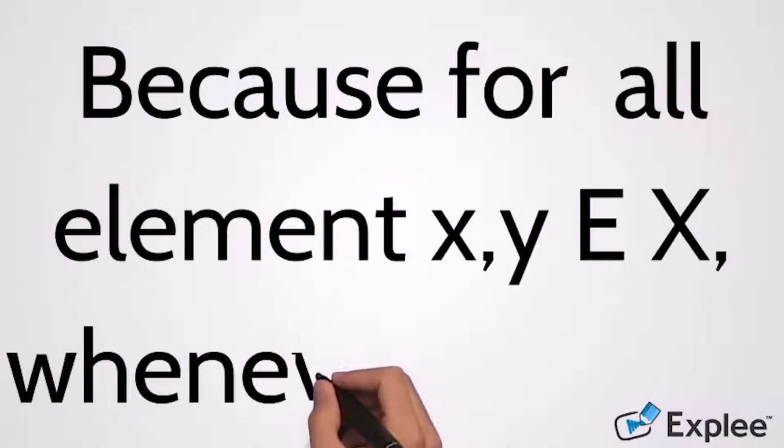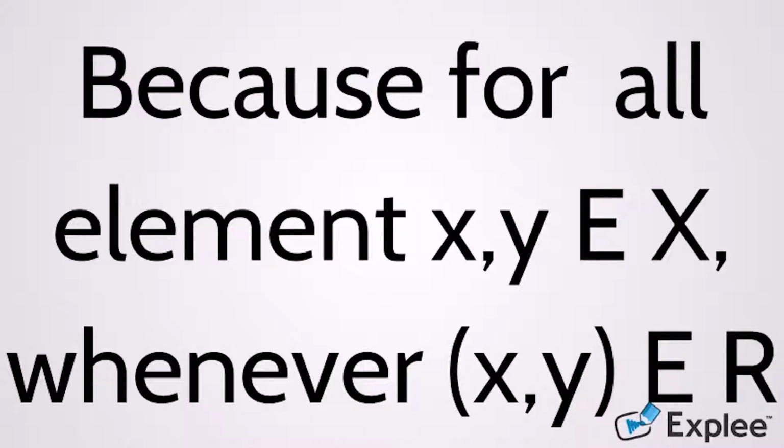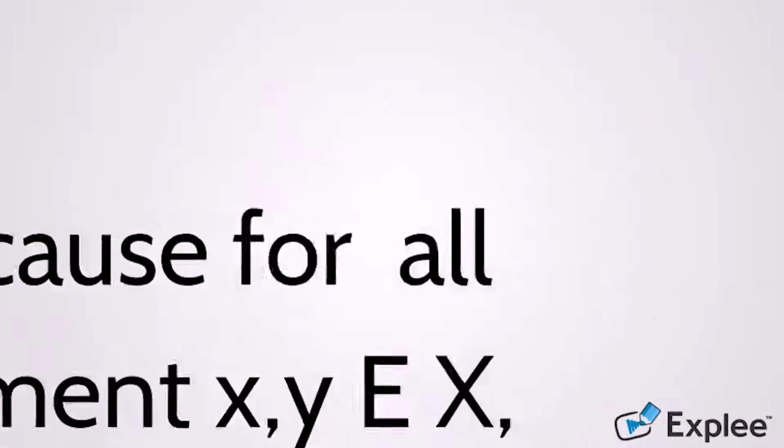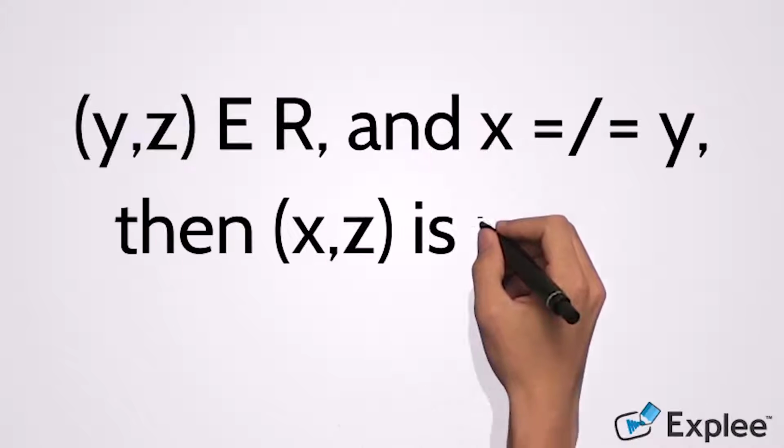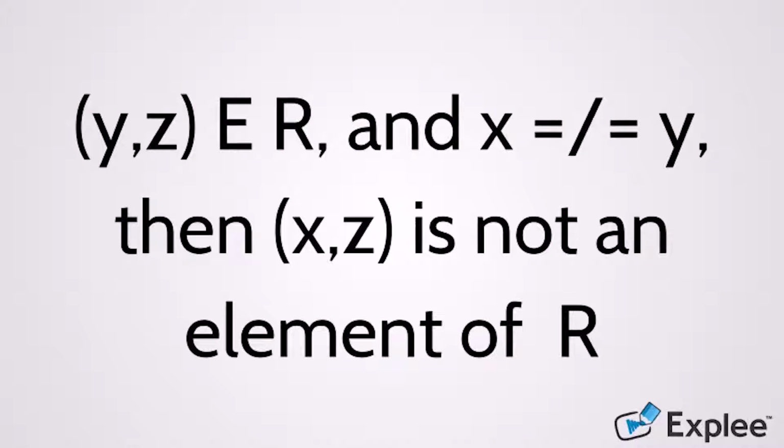Because for all elements x, y that are elements of X, whenever (x, y) is an element of R and (y, z) is an element of R and x is not equal to y, then (x, z) is not an element of R.